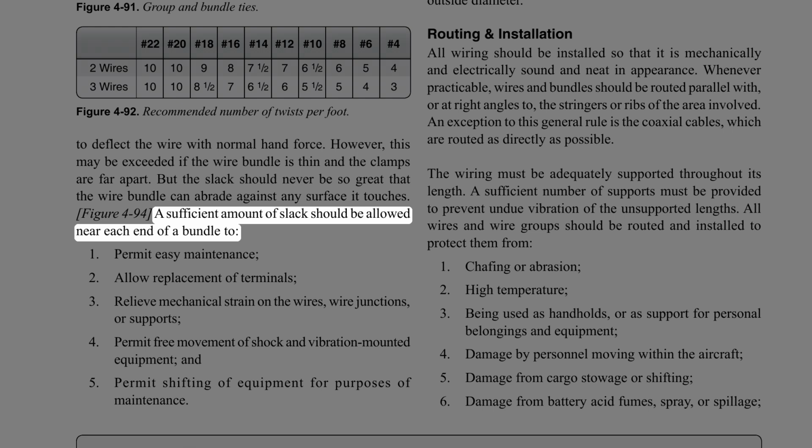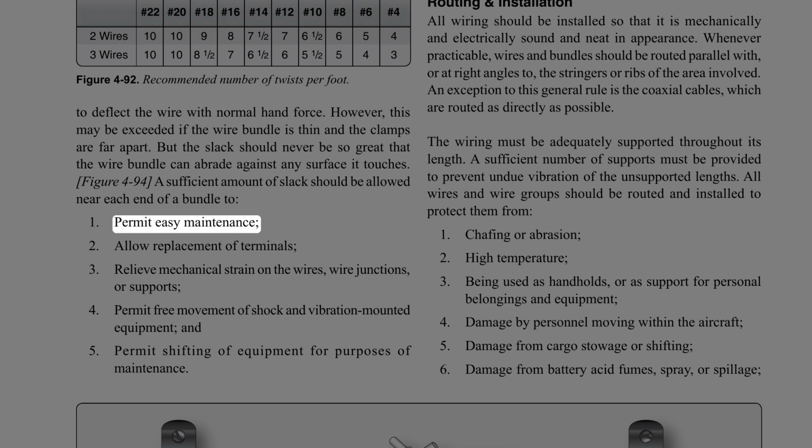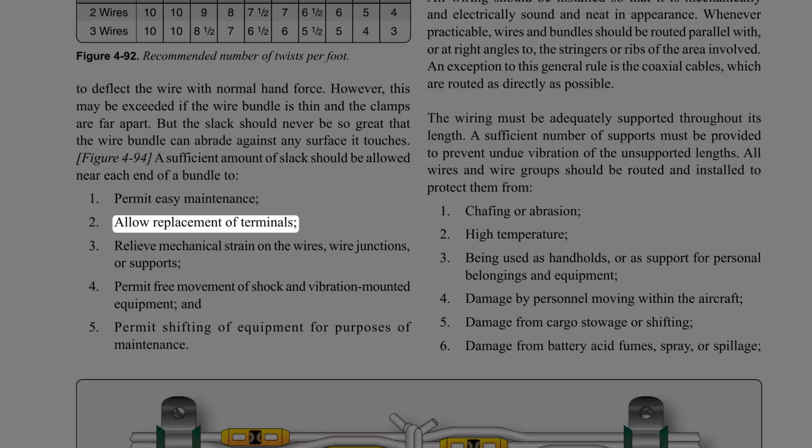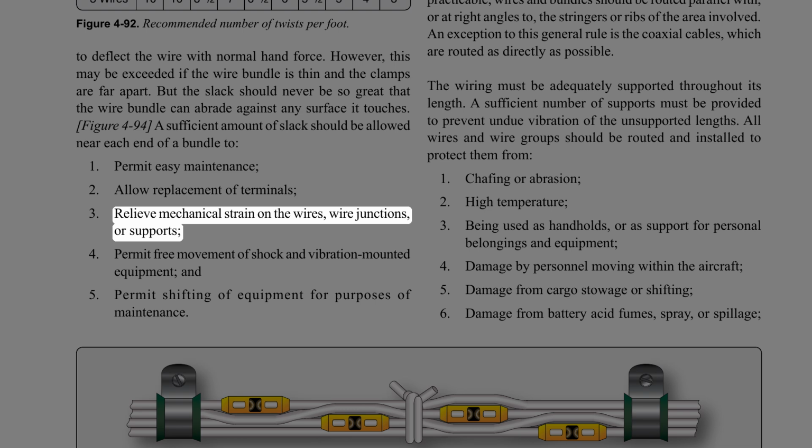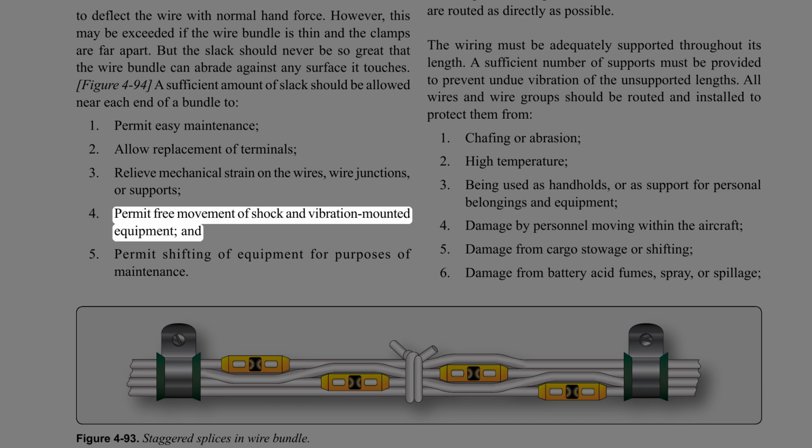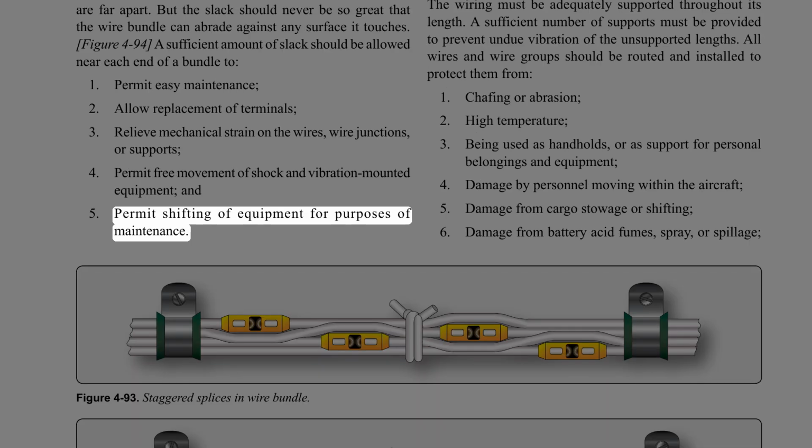A sufficient amount of slack should be allowed near each end of a bundle to permit easy maintenance, allow replacement of terminals, relieve mechanical strain on the wires, wire junctions, or supports, permit free movement of shock and vibration mounted equipment, and permit shifting of equipment for purposes of maintenance.